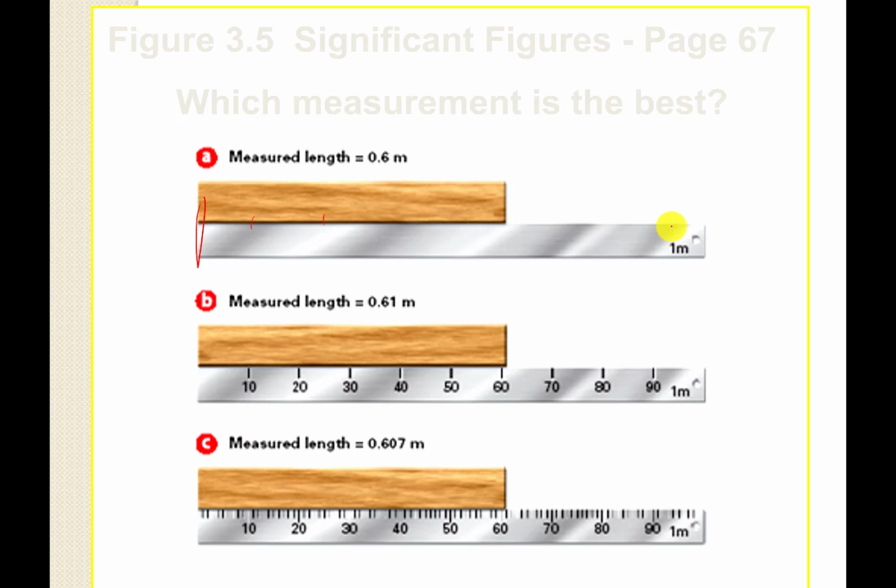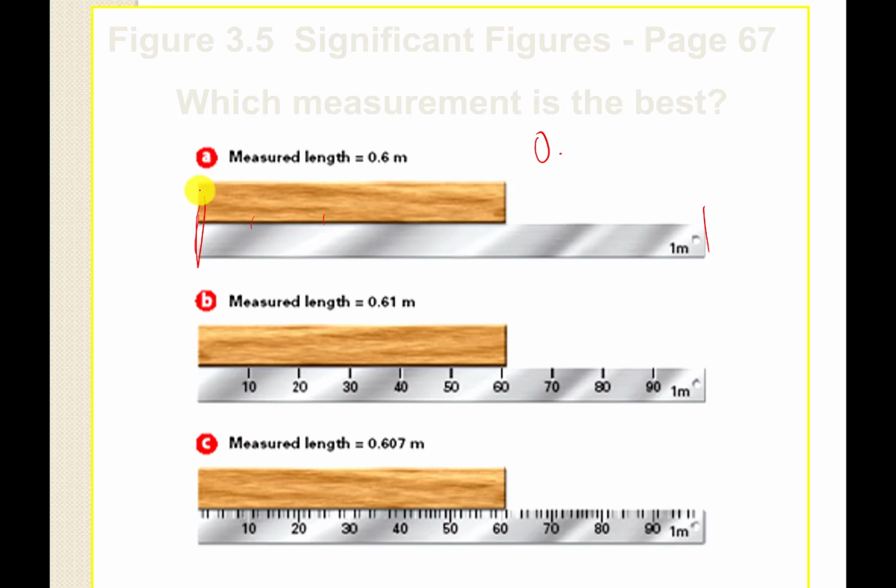So with this one, it's really kind of simple. All you can do is estimate the ones place, because in the ones place you know it's between 0 and 1, and if it's between 0 and 1, then in the ones place you must have a 0. In the tenths place, we have to estimate because we don't have tick marks. If we had tick marks, then we would know exactly how long that board is in the tenths place. But in this case, it's just an estimate.